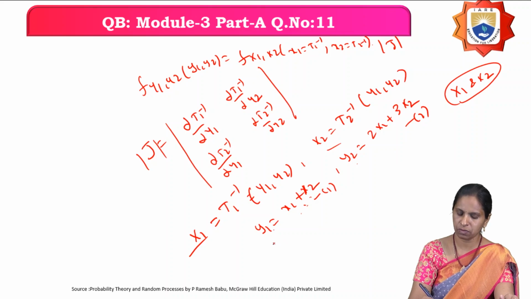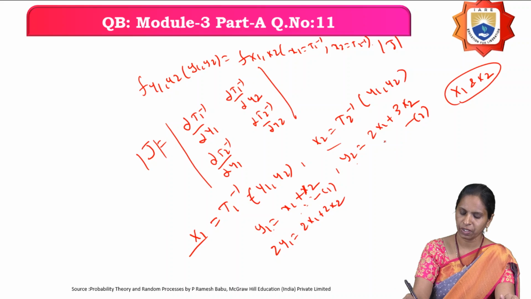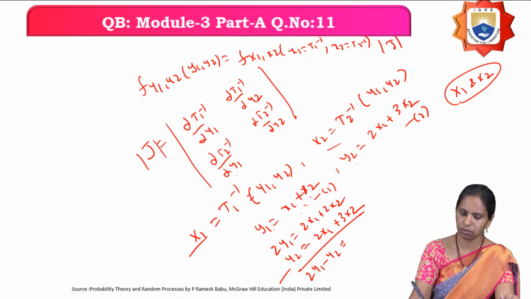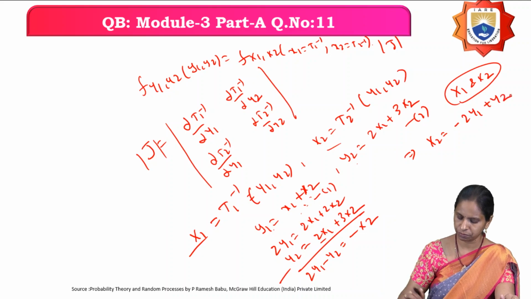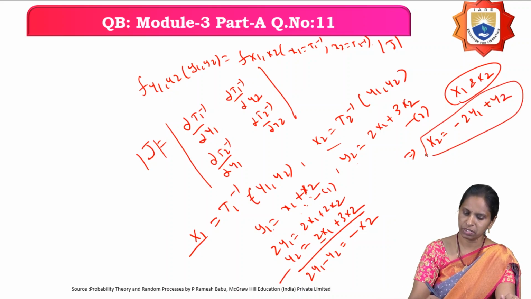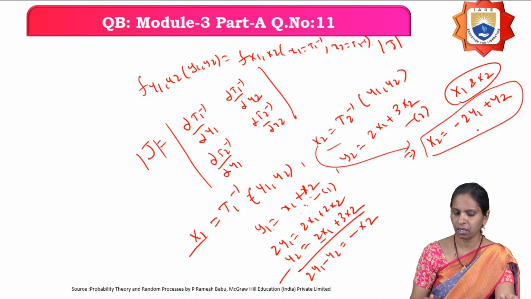How do you calculate them? We just multiply the first equation by 2. Then you get 2y1 equals 2x1 plus 2x2. Here y2 equals 2x1 plus 3x2. If you subtract, you get 2y1 minus y2 equals minus x2. So from this, x2 equals minus 2y1 plus y2. This is nothing but x2 equals T2 inverse of y1, y2.